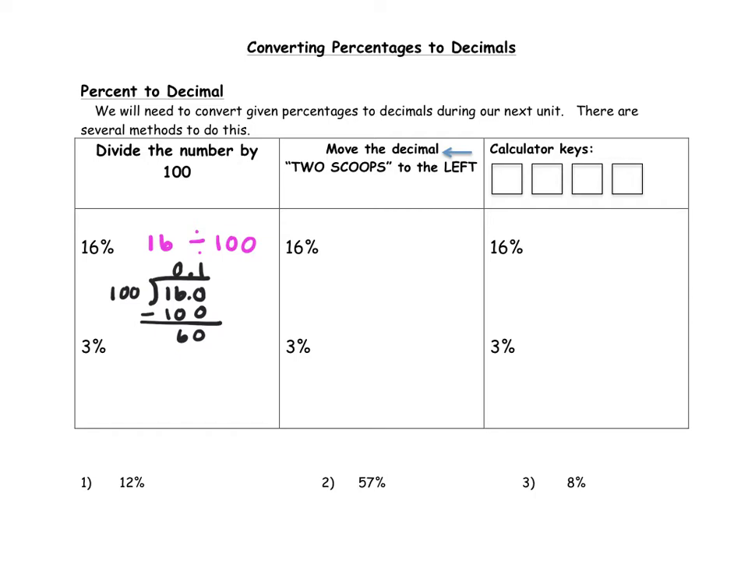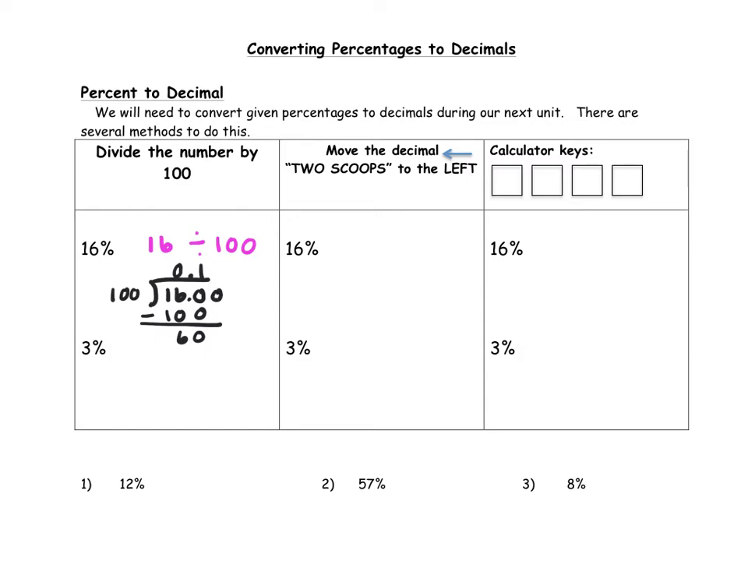Well, I now want to make another group of 100, but I don't have enough. So I'm going to have to attach another 0 here and drop it down. So now I'm looking at this like it's 600. Well, I can make 6 groups of 100 if I have 600. So I'm going to put a 6 here, and I now have 600, and we're done. So it turns out that if you take 16 divided by 100, you're going to get 0 and 16 hundredths. If I pronounce that correctly, that would make sense.